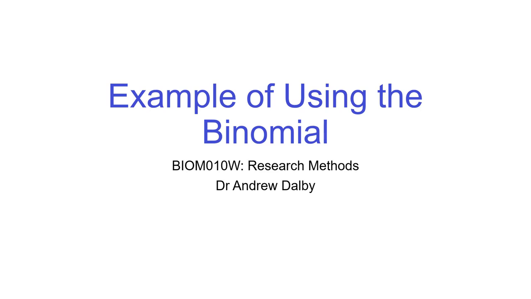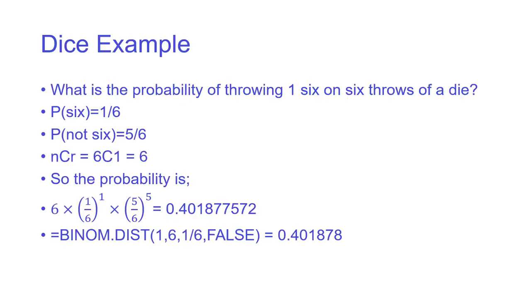I wanted to give you an example of using the binomial distribution. So what's the probability of throwing 1 six on 6 throws of a die? The probability of getting a 6 is 1 over 6, the probability of not getting a 6 is 5 over 6, and the number of ways that you can get a 6 across 6 dice is 6. You can get a 6 on the first die, second, third, fourth, fifth, sixth.